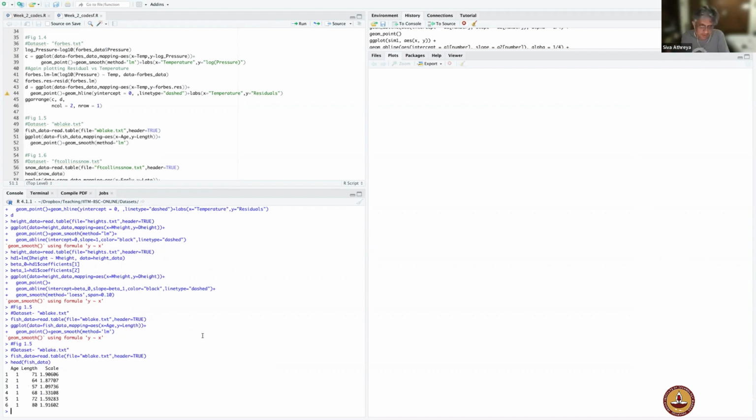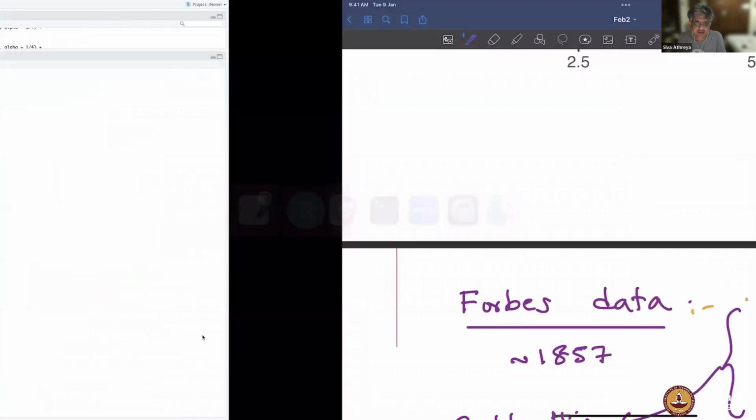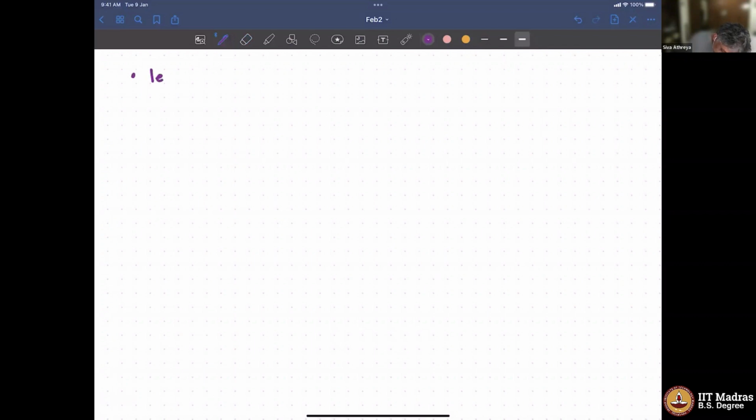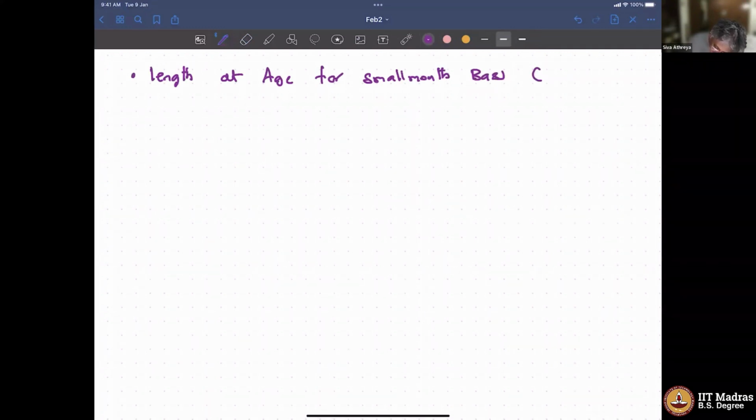Let me go to my PDF slide file. This data set here is the length. So the whole thing is like a scale is different. This is the length data set at a certain age, and it's for a fish. The fish is a smallmouth bass. It's a bass type of fish. So it's a fish data set.